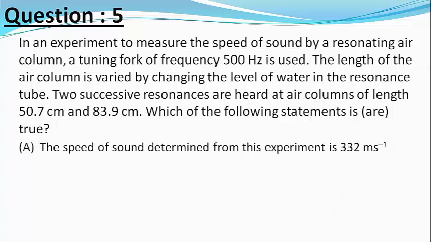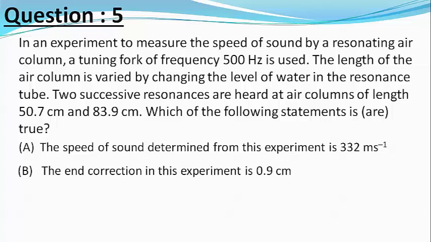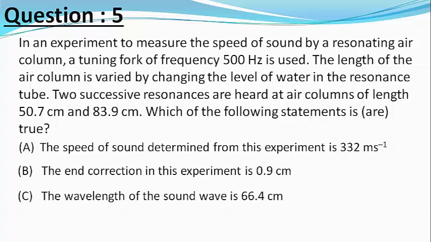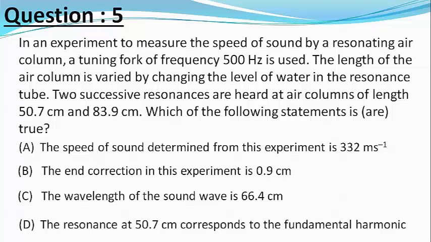Statement A. The speed of sound determined from this experiment is 332 meters per second. Statement B. The end correction in this experiment is 0.9 centimeters. Statement C. The wavelength of the sound wave is 66.4 centimeters. And statement D. The resonance at 50.7 centimeters corresponds to the fundamental harmonic.